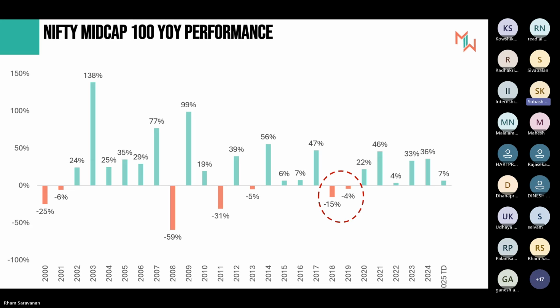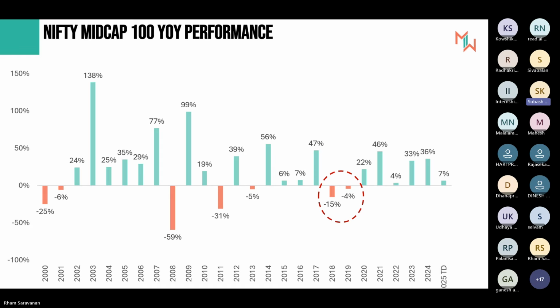In 2000 and 2001 there were bad years, but in 2003 it was 138%, on an absolute basis. In 2008, the global crisis happened and it was 50% negative. Again, it recovered by 100%. In 2011, there was a 31% negative return, but it recovered again by 39%. In 2013, there was a slight drawdown.